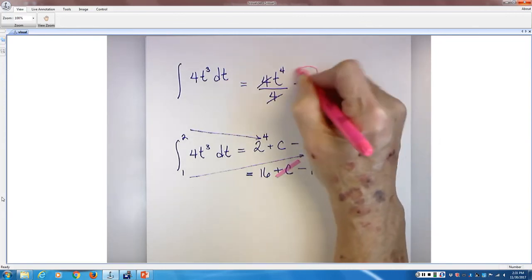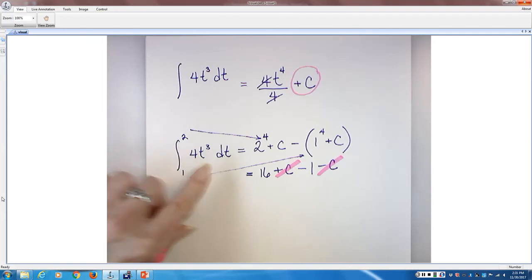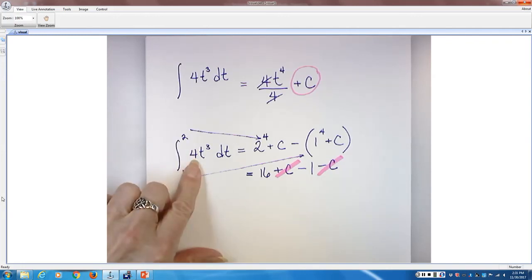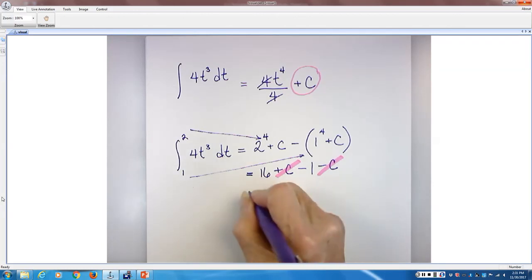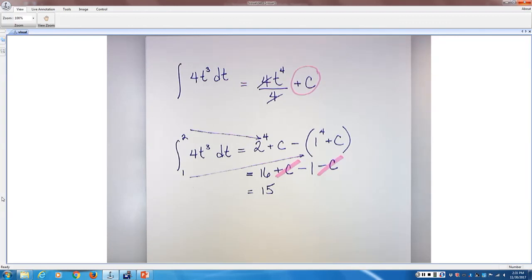So even though we recognize that that constant's there, when we do the definite integral, the constant doesn't matter. It's going to cancel itself out anyway. So we can kind of forget about it when we actually have numbers to place into those function formulas. So the integral from 1 to 2 of 4t cubed dt is 16 minus 1, which is 15. Okay? That's the value of the definite integral. And it's 15 square somethings. We don't have a context for it.